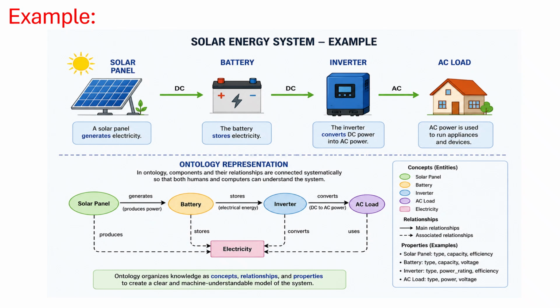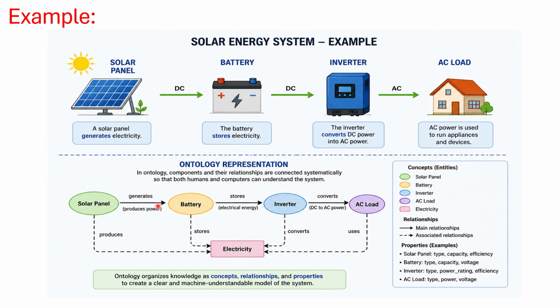If we take a simple example, let us take the solar energy system. A solar panel generates the electricity. The battery stores the electricity, then the inverter converts the DC power into AC power. This AC power is used in home applications. So in ontology, these components and their relationships are connected systematically so that both humans and computers can understand the entire behavior of the system.